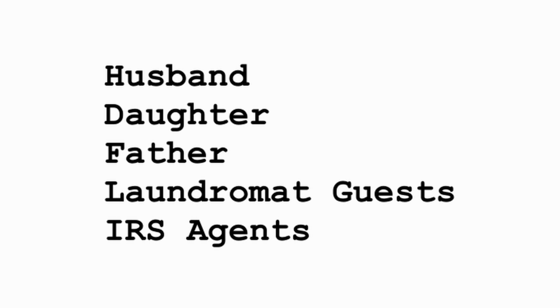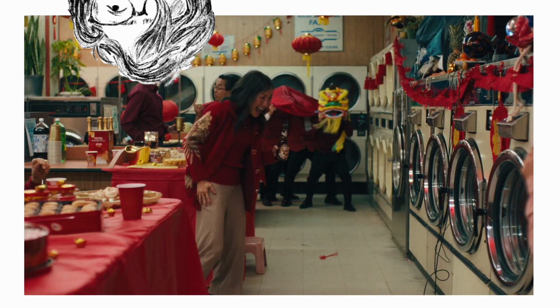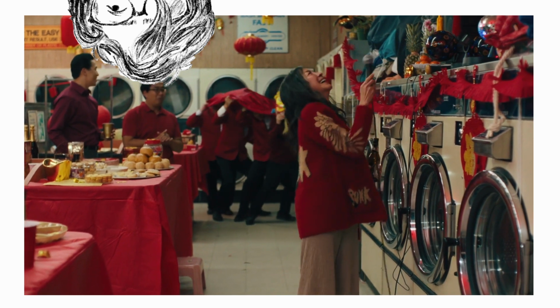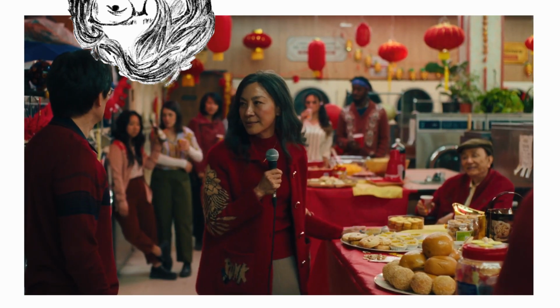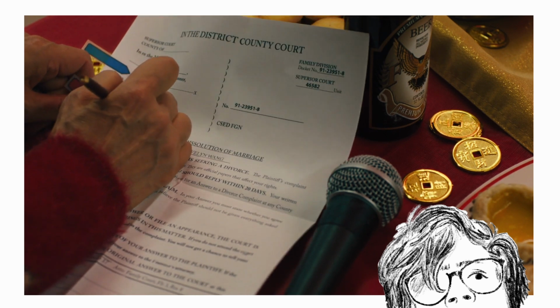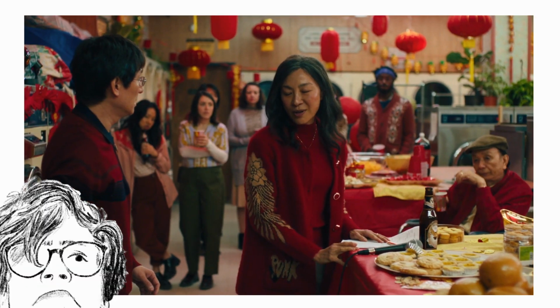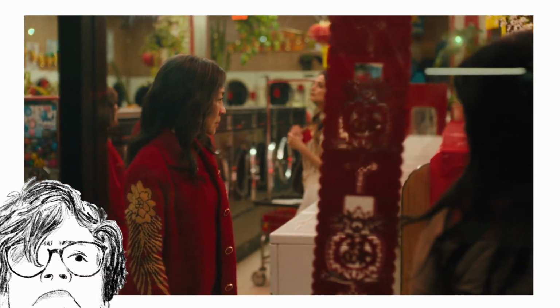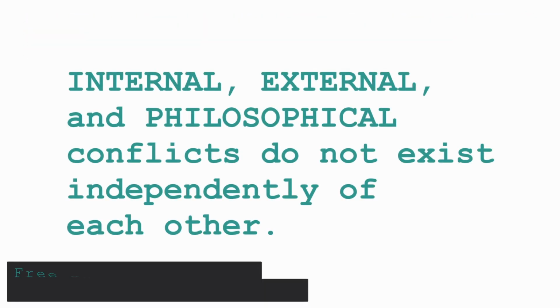At the beginning of the film, Evelyn has a set criteria of things she cares about, and that is evident in how she acts because she's trying to appease all of them. This value changes, and now she cares about none of those things because her new worldview is that nothing matters. She's adopting a nihilistic approach to life. And of course, this philosophy will feed into her internal struggles and her external world. Internal, external, and philosophical conflicts do not exist independently of each other.